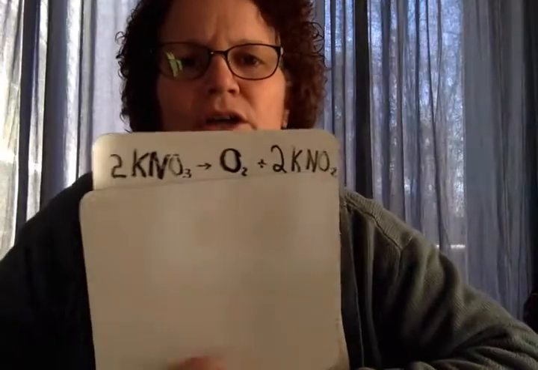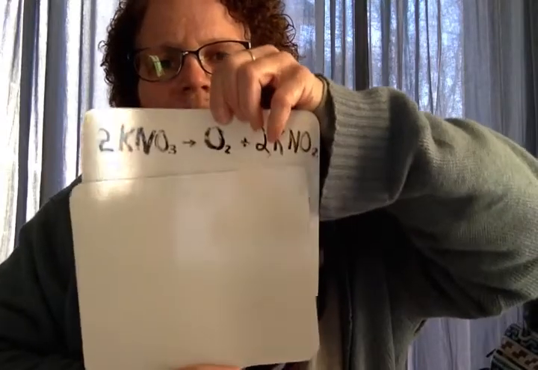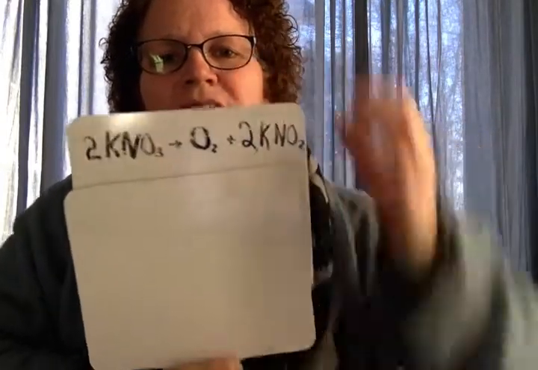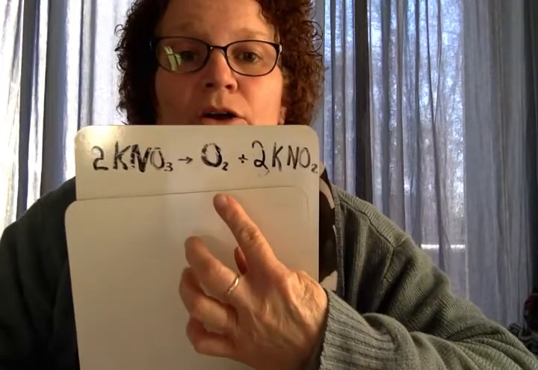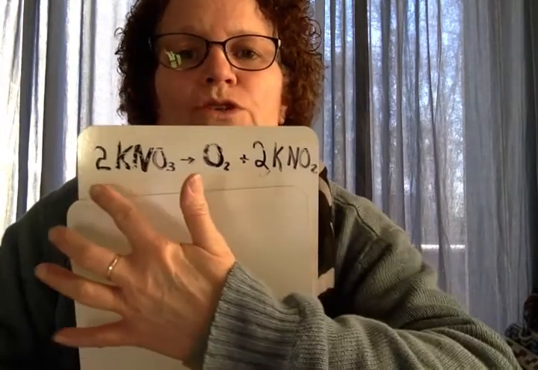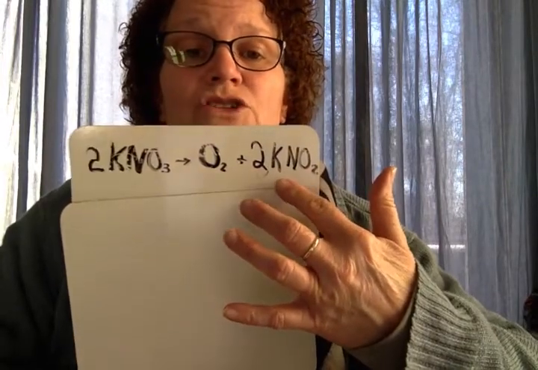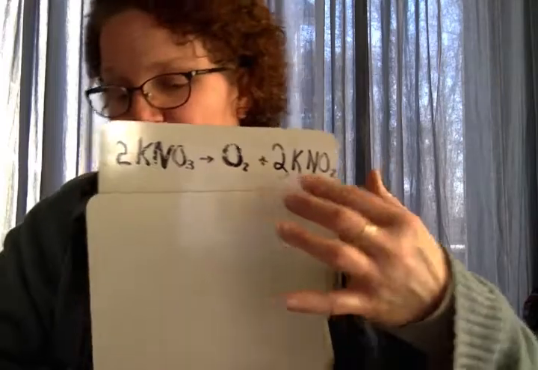And so we're going to see that as this here. Okay, so we've got potassium nitrate, and our oxygen. So this is a solid, this is our gas, and then we get this. So 2 moles of this decomposes and gives us oxygen gas, and 2 moles of potassium nitrite.